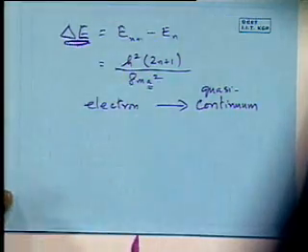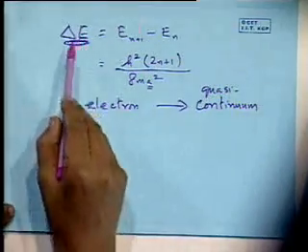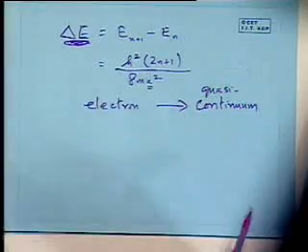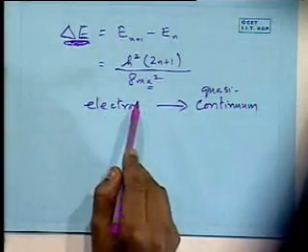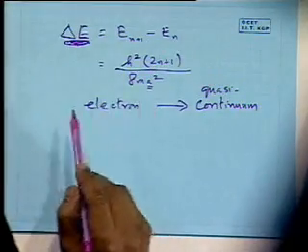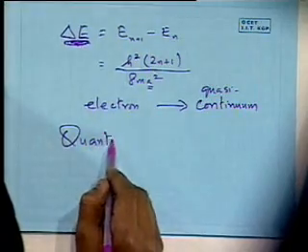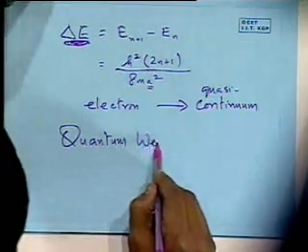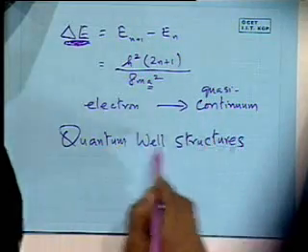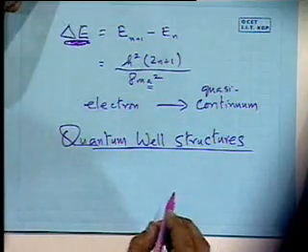because it depends upon this a term, the size of the well. So as the size of the well becomes larger and larger, the separation becomes smaller. Conversely, as a becomes smaller and smaller, the separation becomes larger and larger. Use is made of this phenomenon in what are called quantum well structures. We'll come to it later in the course.